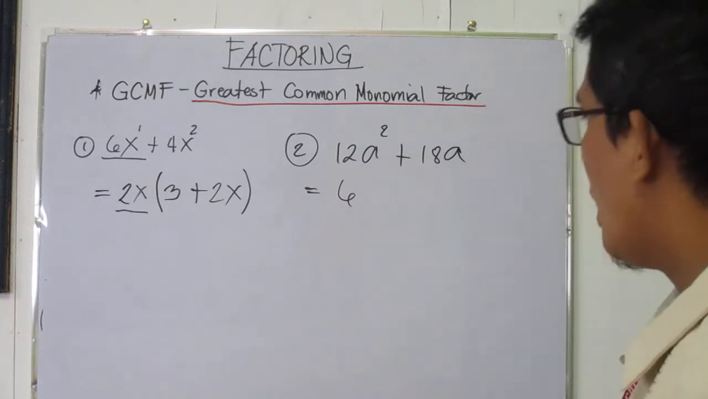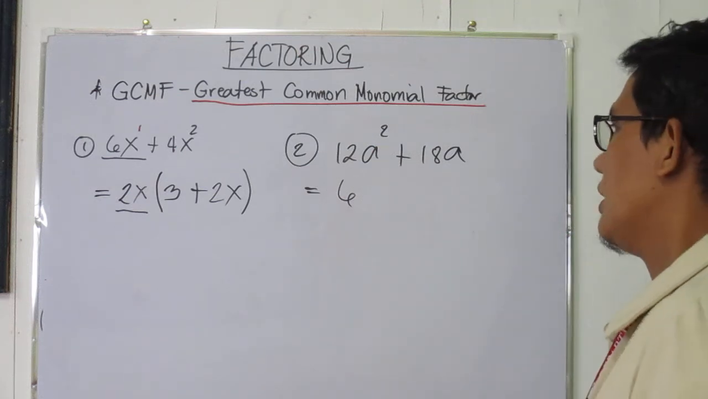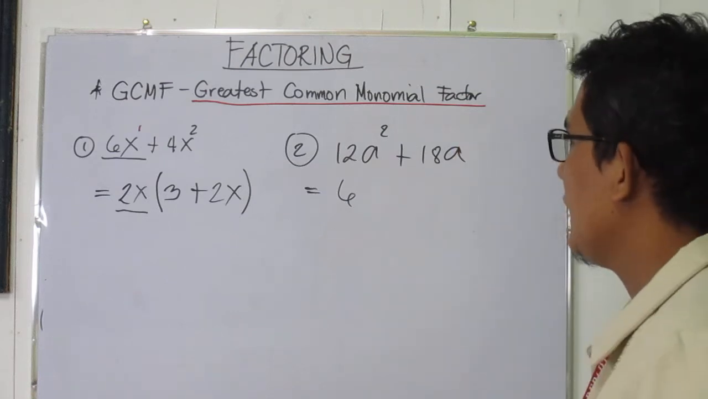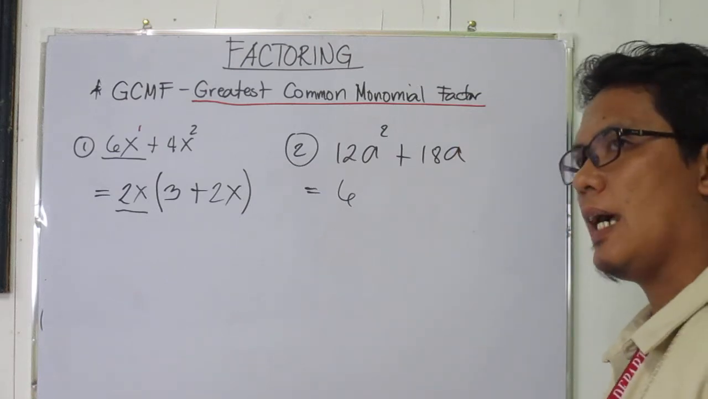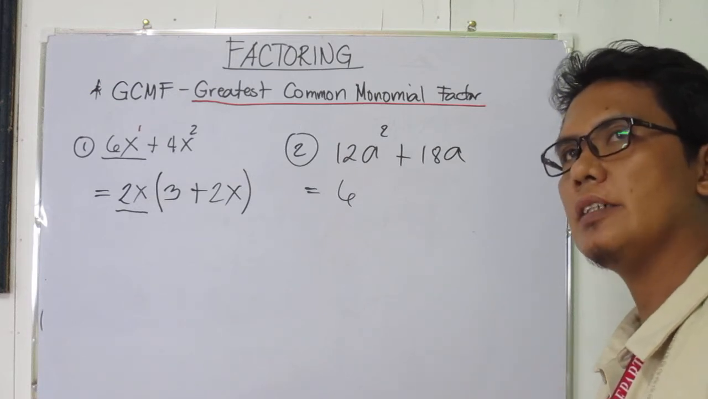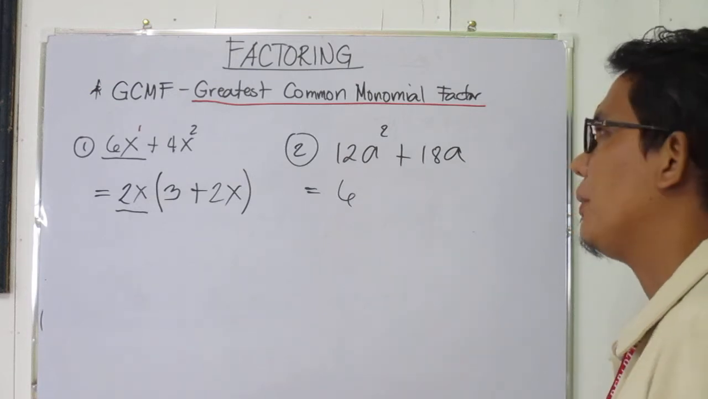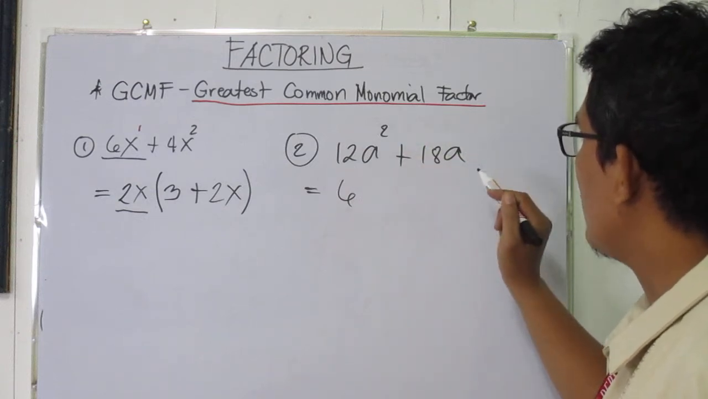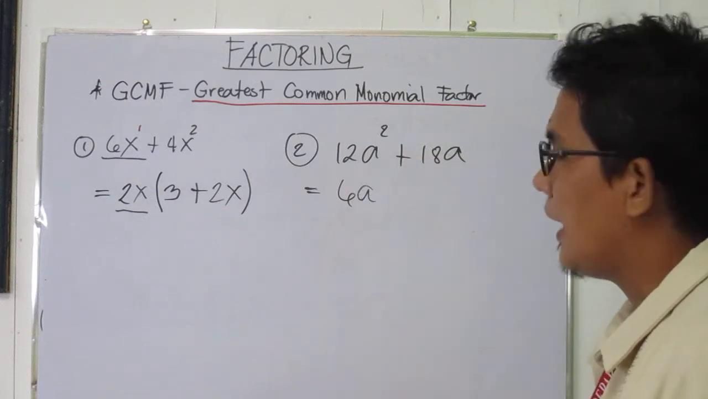So we have our greatest common factor of 12 and 18. And what I have said before is all we have to do is just copy the variable that bears the lowest exponent. So we have a squared and a raised to 1. So therefore, that is only a.